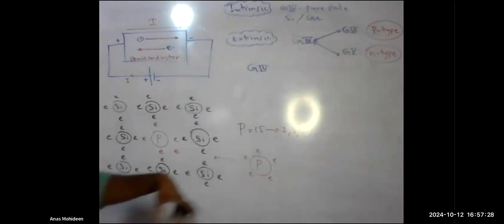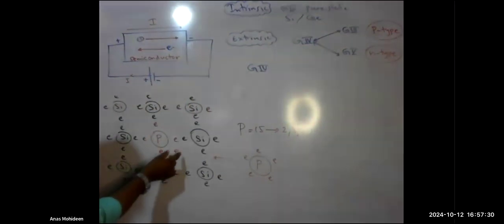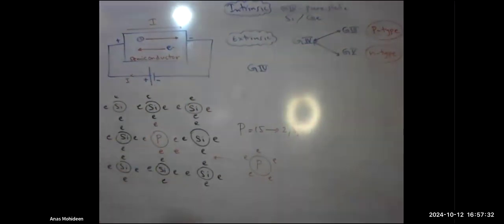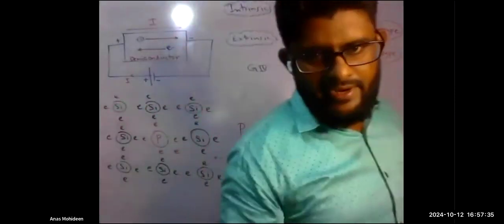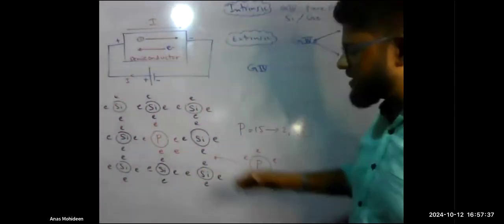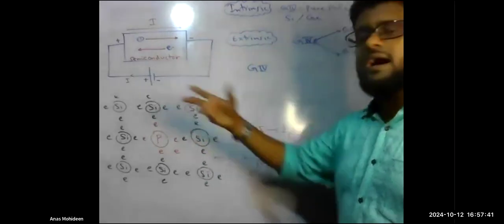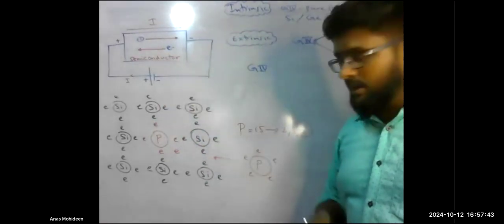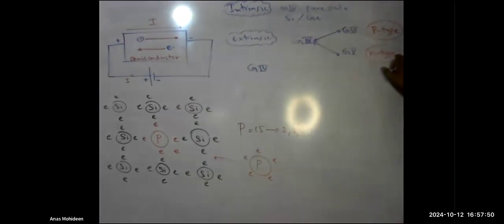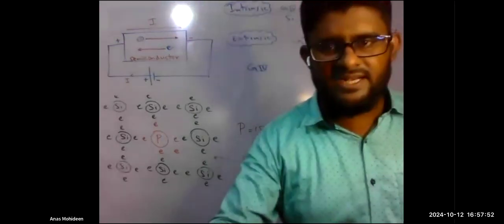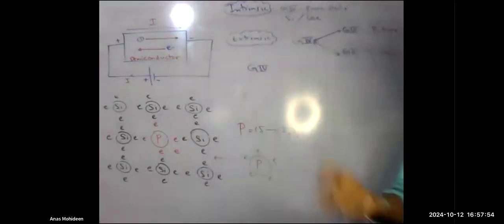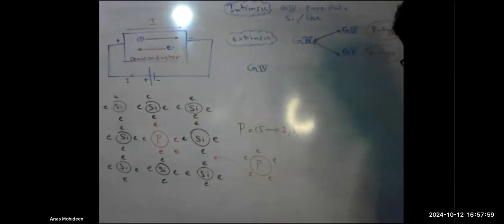So when the electrons are donated like this, what is the charge the electrons have? Negative charge. So when more electrons, having a negative charge, are donated, the negative charges are added to this setup. So this becomes negative type, N-type extrinsic semiconductor. So this is how N-type is formed.